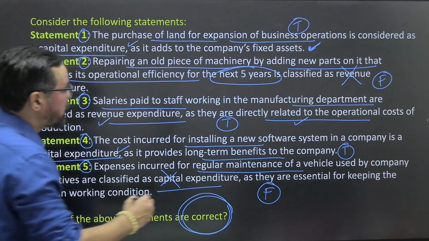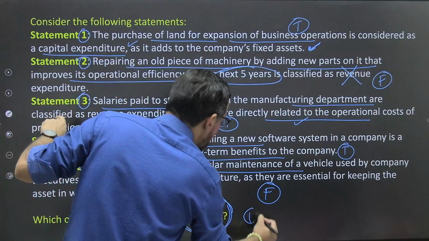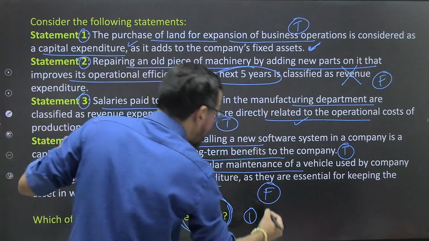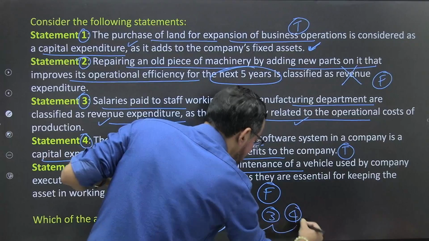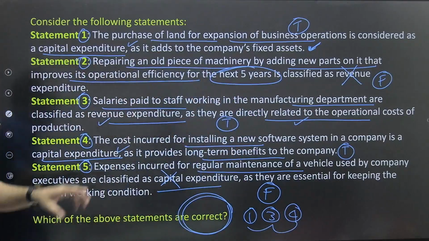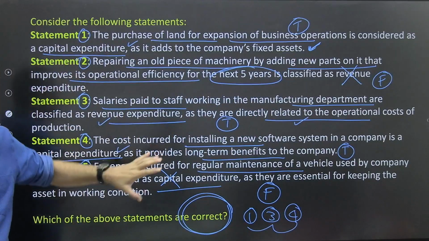So which statement is true? First, then we have a third, and we have fourth. Okay? So first, second and three, okay? These are true statements, and your second and fifth are wrong statements.